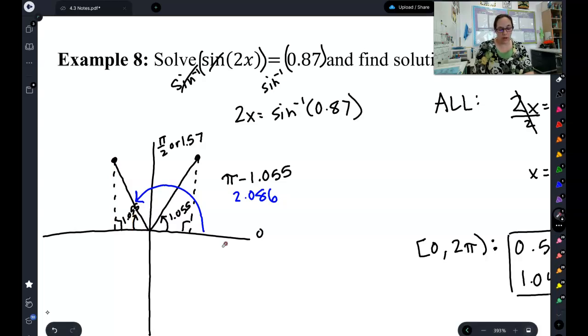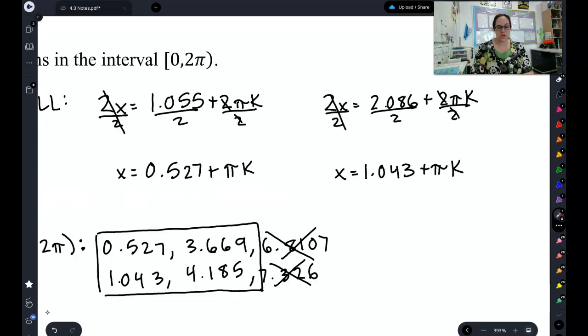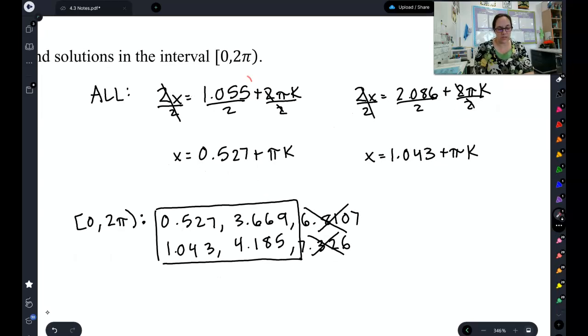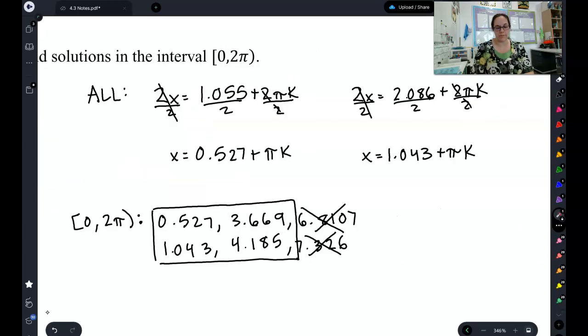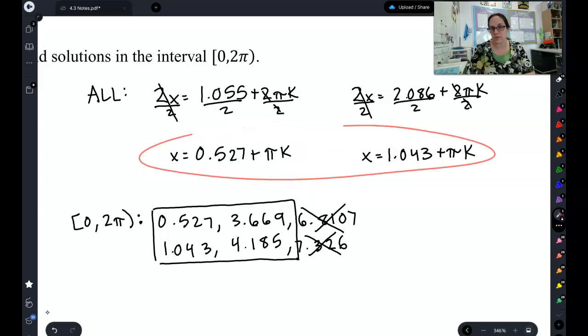However, that's not the angle I want. I want the angle in standard position, so I want that angle. So I do pi, the whole thing, minus my 1.055 to give me this blue angle of 2.086. So those are the two angles for this, 1.055 and 2.086. So if I wanted to list all angles, I would list them both plus 2 pi k. And this is equal to 2x, because that's what I still have over here. So I divide everything by 2 to get this answer and this answer. So if the problem said list all, this would be my answer.